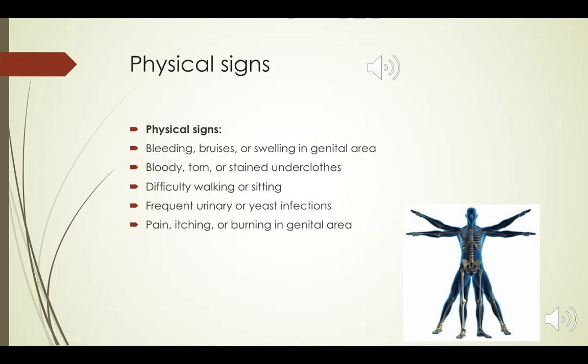Physical signs that a child has been sexually abused: bleeding, bruising, swelling in genital areas, bloody, torn, or stained underclothes, difficulty walking or sitting, frequent urinary or yeast infections, pain, itching, or burning in the genital area.